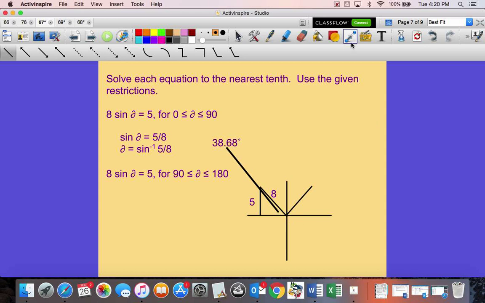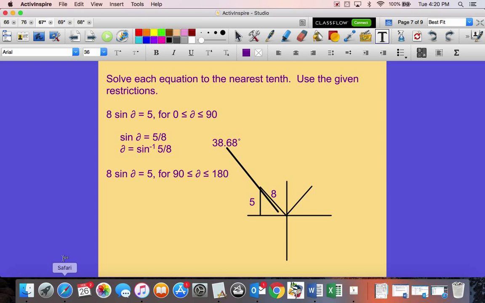So what we would do to find this entire angle all the way around would be take the 180 minus the 38.68. Once we do that, we get an answer of 141.32. And there would be our degree measurement for both of those.